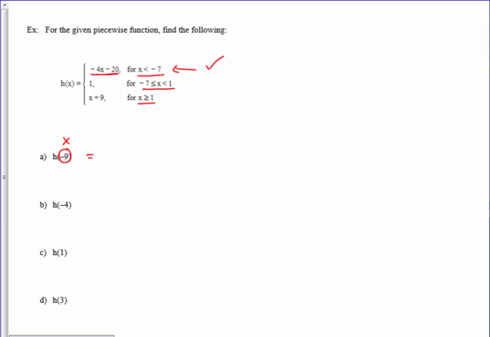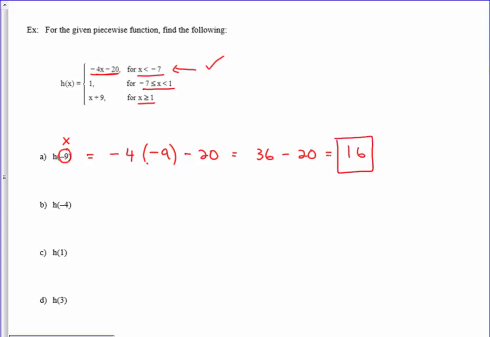And so we would want to plug -9 into -4x minus 20. So we'd have -4 times -9 minus 20. -4 times -9 is 36. 36 minus 20 is 16.